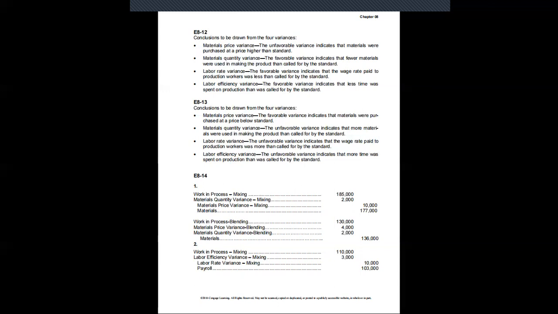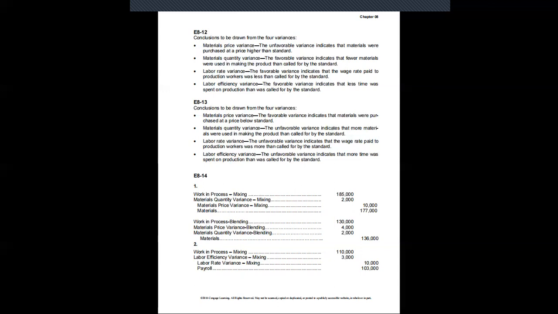In E8-13, using variance analysis and interpretation. Last year, Wrigley Corporation adopted a standard cost system. Labor standards were set on the basis of time studies and prevailing wage rates. Material standards were determined from material specifications and the prices then in effect. On June 30, the end of the current fiscal year, a partial trial balance revealed the following.